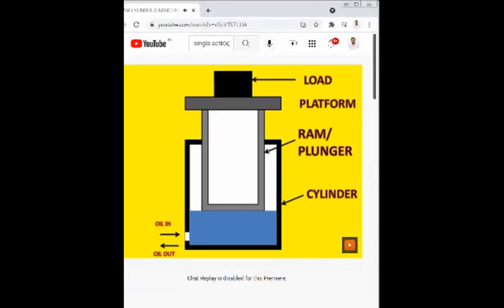दोस्तों सबसे पहले अगर मैं बात करूं कि रैम सिलेंडर कहते किसको हैं, तो जैसा कि आप यहाँ पे देख रहे हैं, when piston is larger and almost equal to the piston rod, it is known as ram cylinder.